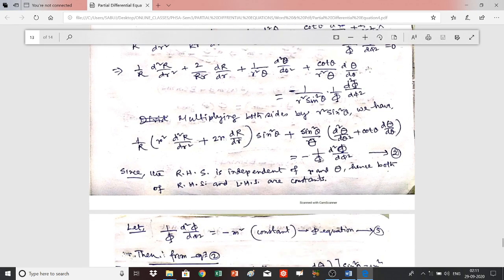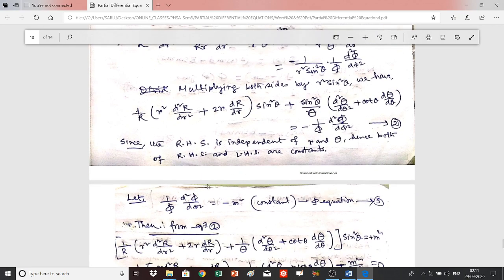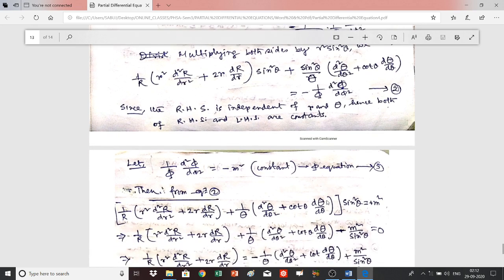So the right hand side is only a function of phi, and it is independent of r and theta. Hence both the right hand side and left hand side are constants. So from here you can write 1 by phi d2 phi by d phi square is equal to minus m square. So it is a constant, and this is the phi equation, and I write it as equation number 3.